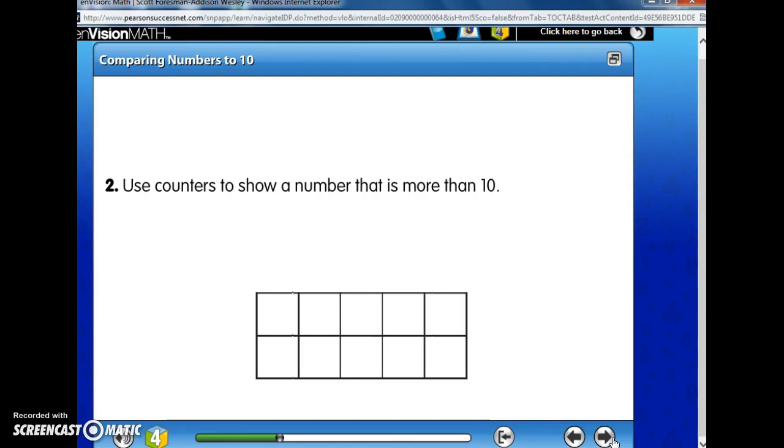On to number 2. And I want you to show, using circles, so you're going to draw circles in the tens frame, show a number that is more than 10. More than 10. Using circles, so draw circles. We're going to do more than 10. Don't call out.